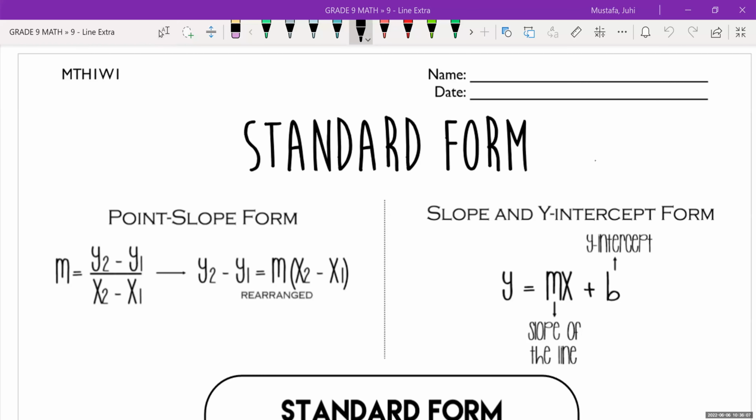So I know we're doing this a little bit out of order, and we have already completed the line unit. We're going to revisit the line unit, and we're going to talk about something called standard form. So I am going to ask you to try and remember the things that we learned before.